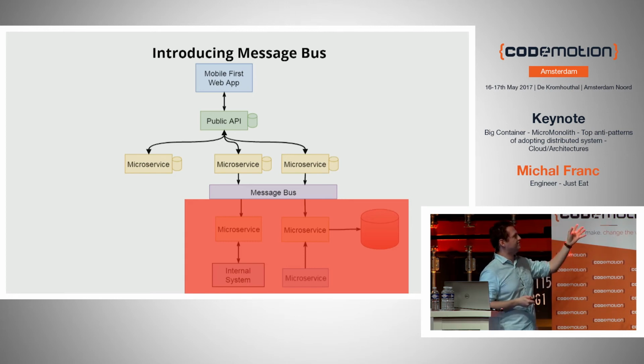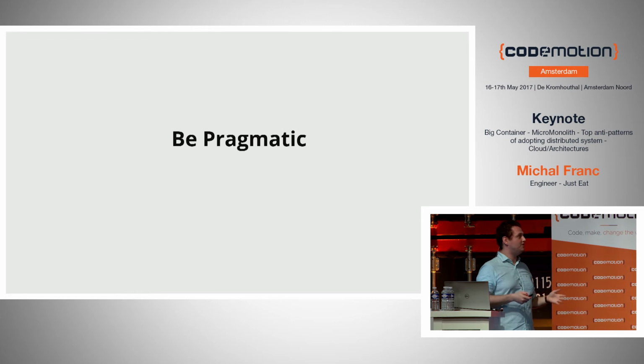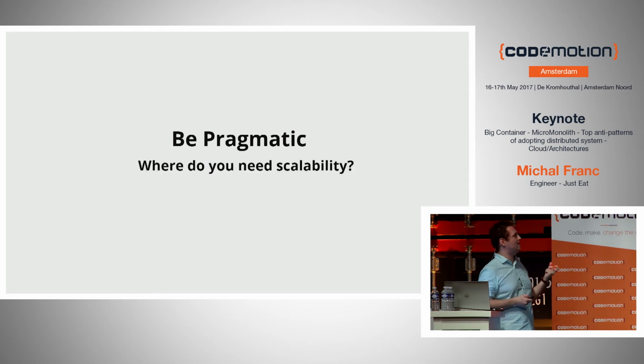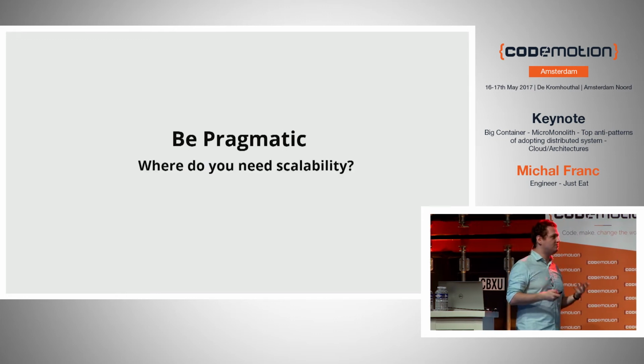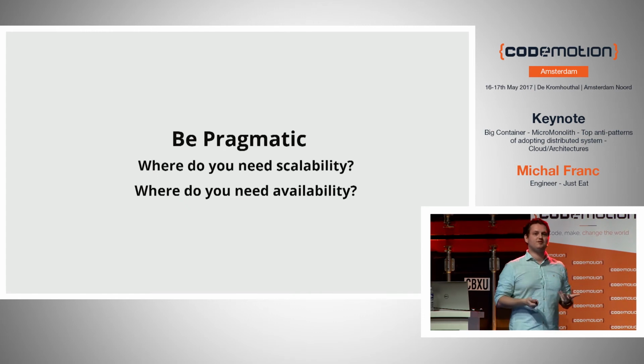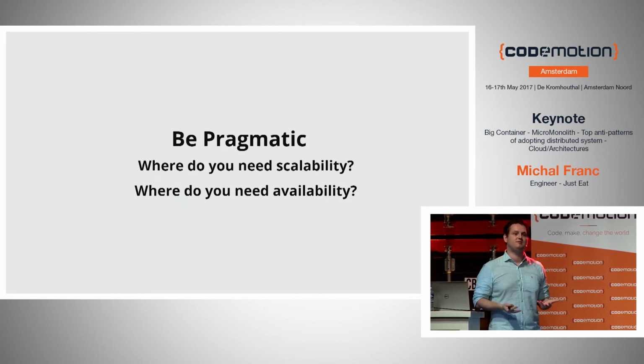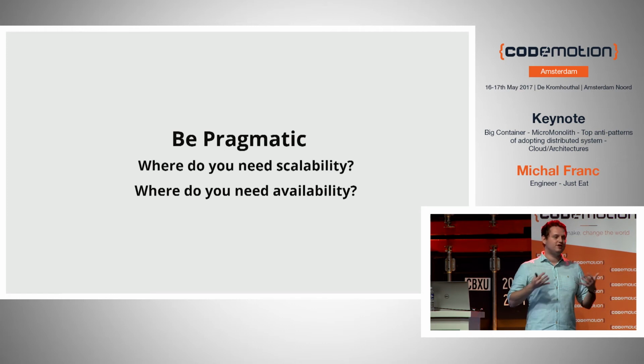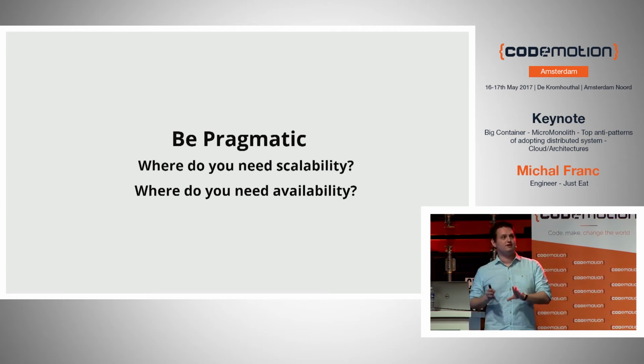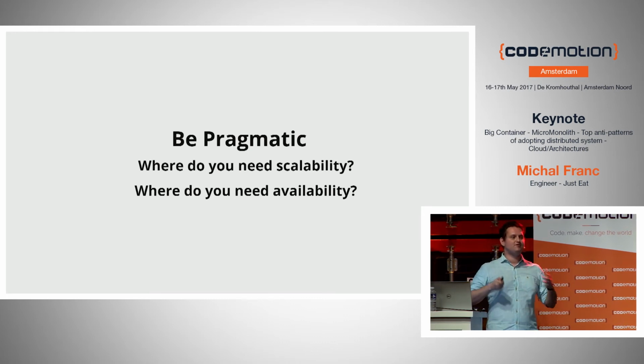Now, you could also say to me that you still have synchronously connected microservices with the public API. But to be honest, in my opinion, you have to be pragmatic, and you have to identify in your product which part of the system requires scalability and which part requires higher availability. You can still use synchronous integration between some services, and you should use asynchronous integration between different parts of the system. You have to really identify where you need what.